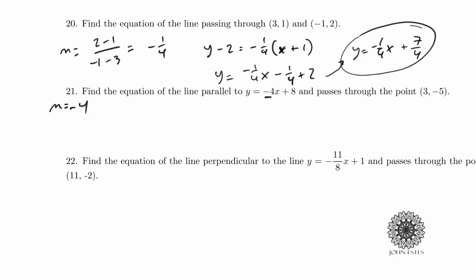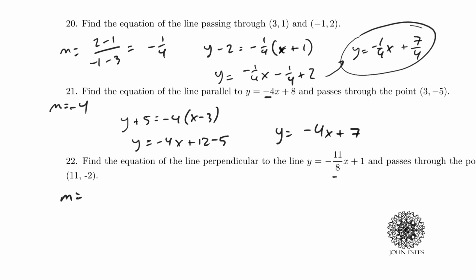So then my line is going to be using the same formula. y minus a negative 5 equals negative 4 times x minus 3. So that's going to be y equals negative 4x plus 12, bringing the 5 over. So I end up with negative 4x plus 7. There's my line.